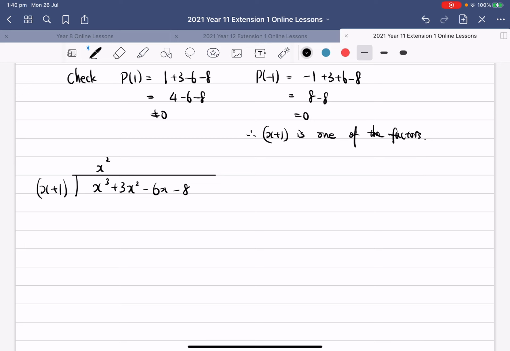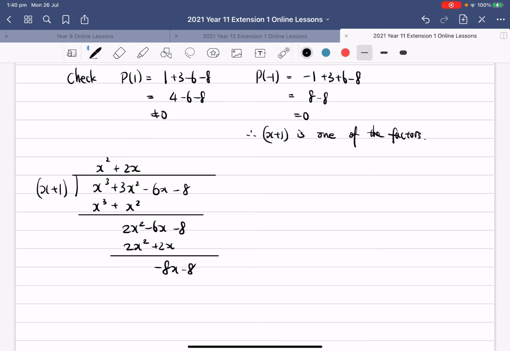So that's x to the power of 2. So 2x squared minus 6x minus 8. Minus 8x minus 8 minus 8. Perfect. I do have a 0 at the end, and that's what you need. So therefore, your quotient here is equal to x squared plus 2x minus 8.